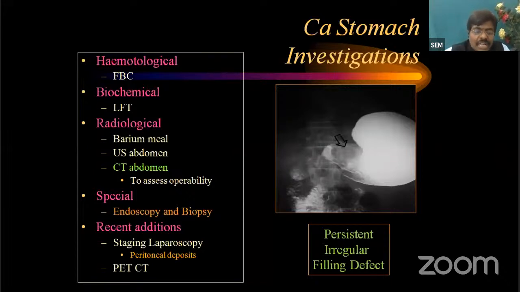even in our country. Now we use this technology, especially in the COVID era, where CT screening of the chest will rule out whether you have any indirect evidence of COVID infection in your chest. So CT has a lot of advantages that way. And the most important thing as far as CA stomach is concerned for you is it assesses the operability of the tumor, very, very important.